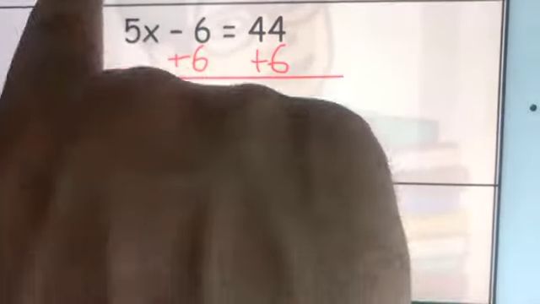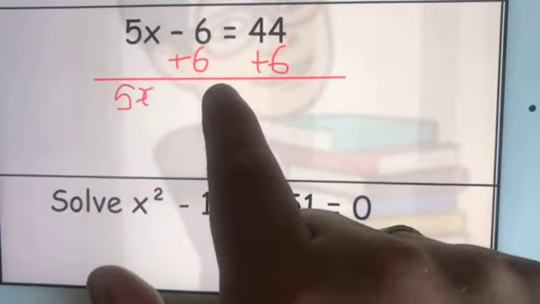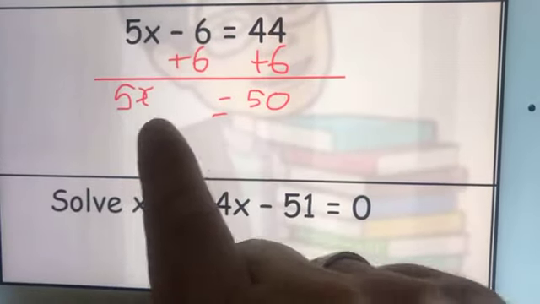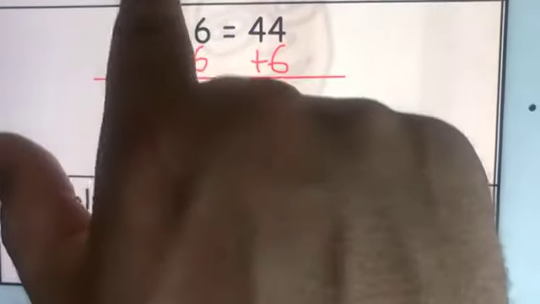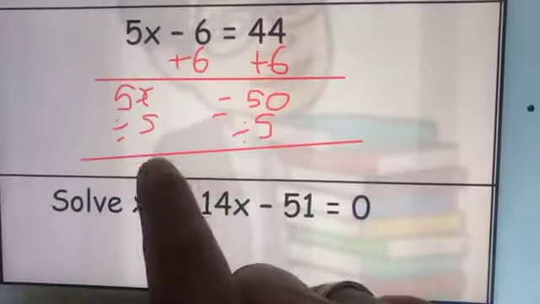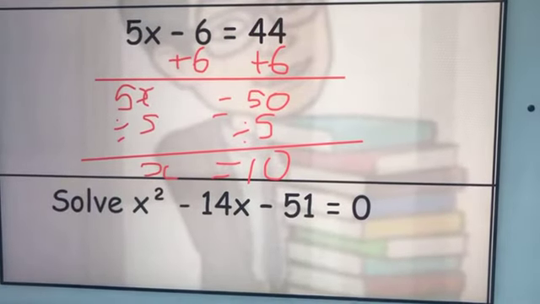If I do 5x, move straight down. +6 -6 is nothing. 44 + 6 is 50. 5x equals 50. If I divide both sides by 5 to find out what x is, x equals 10. That's the first one done. That's worth 2 points.